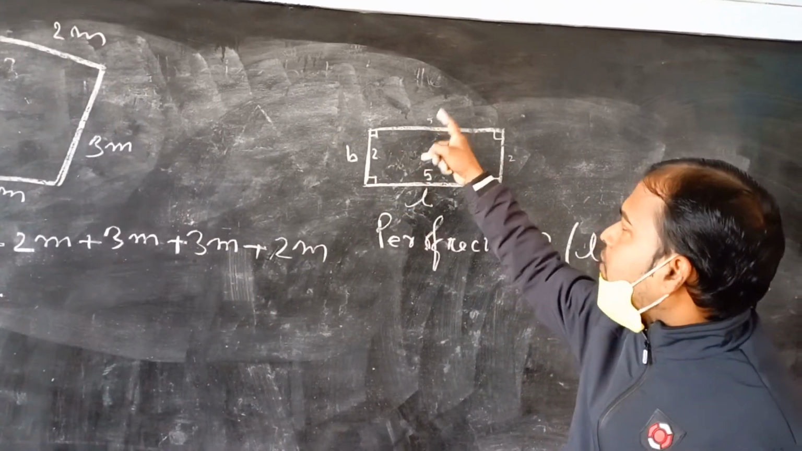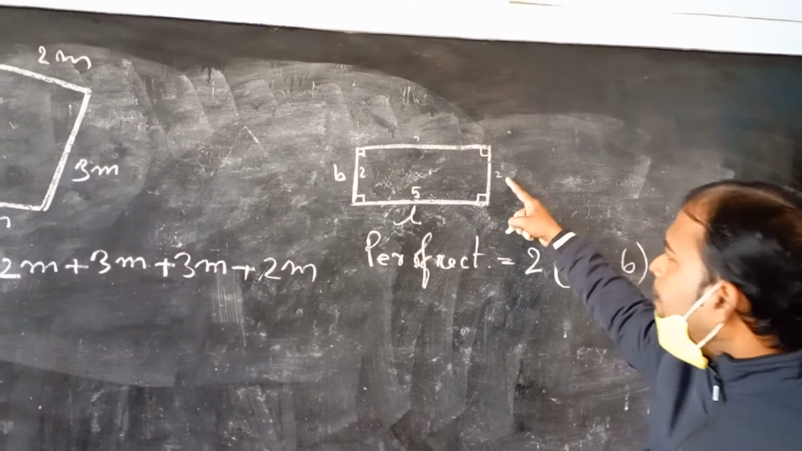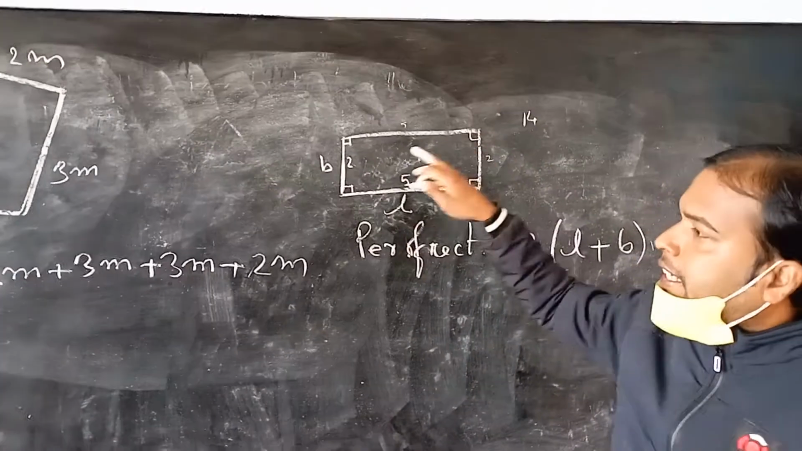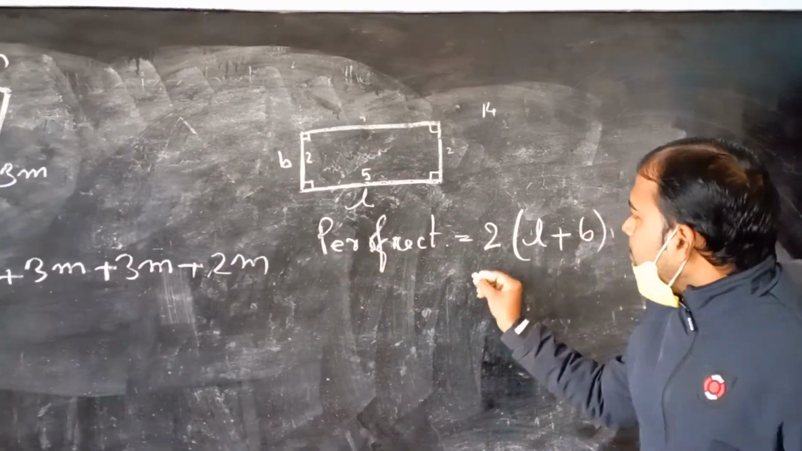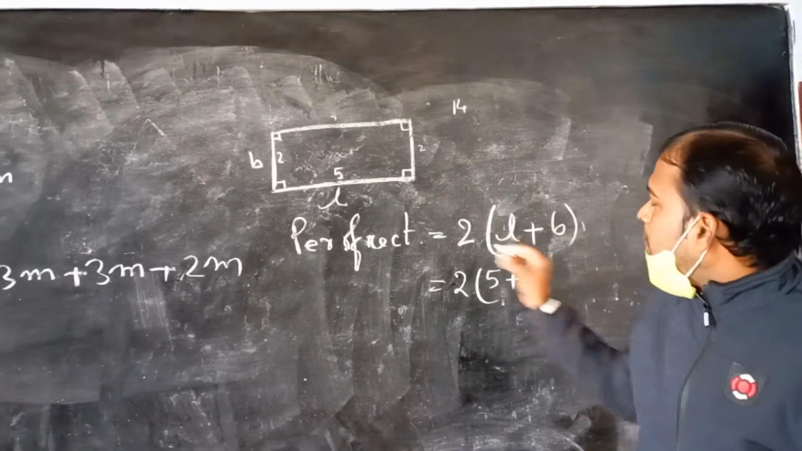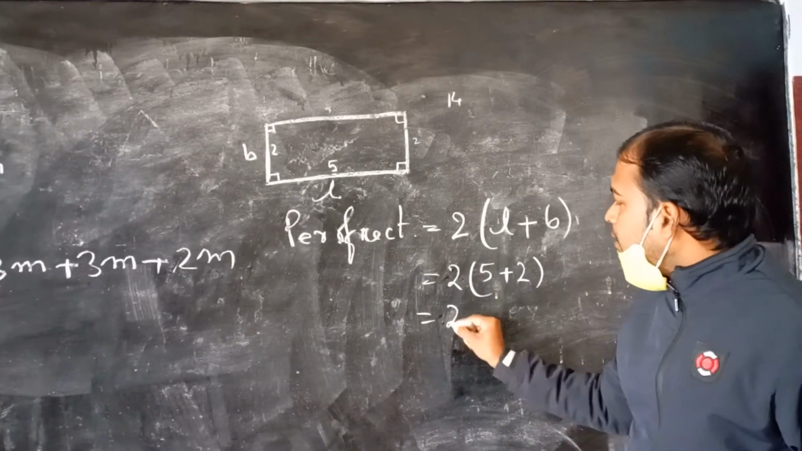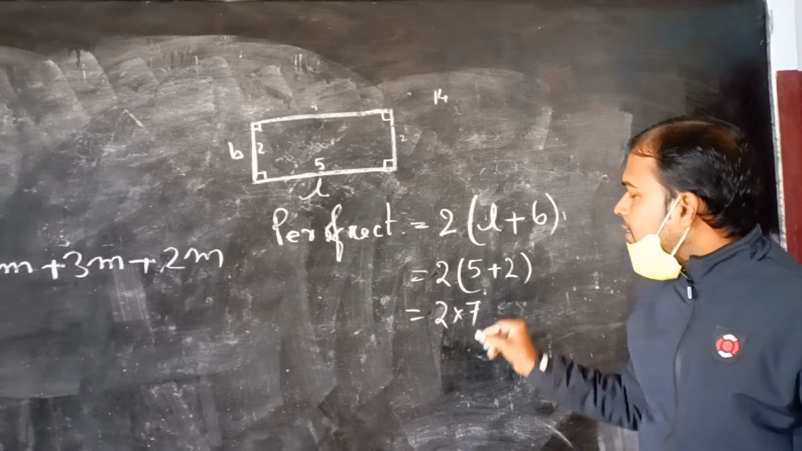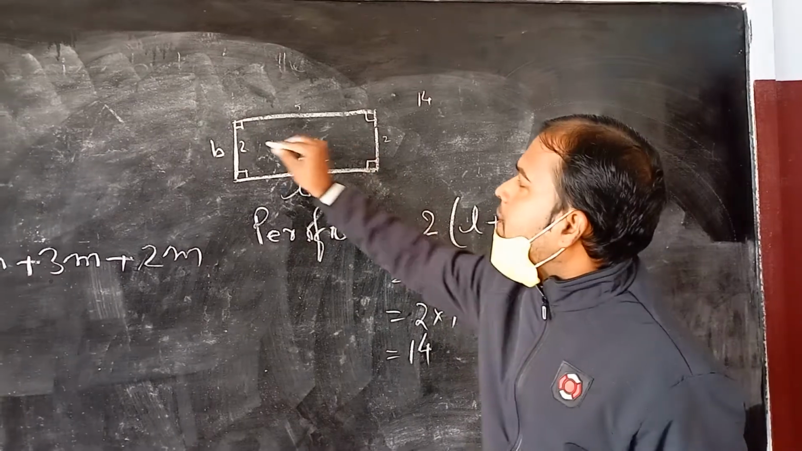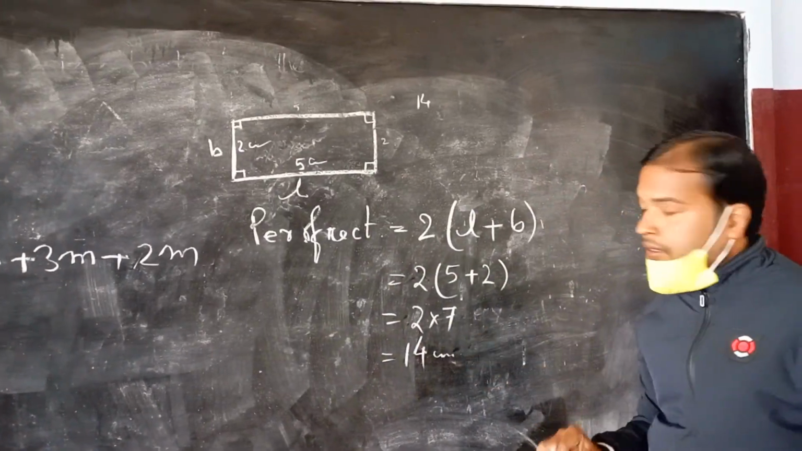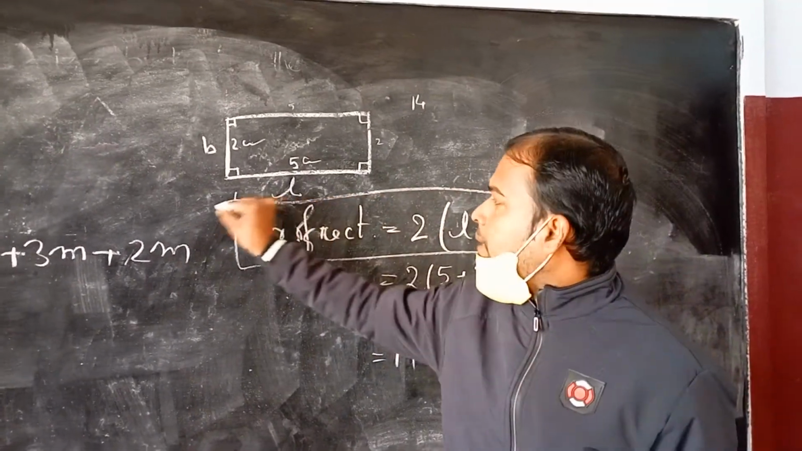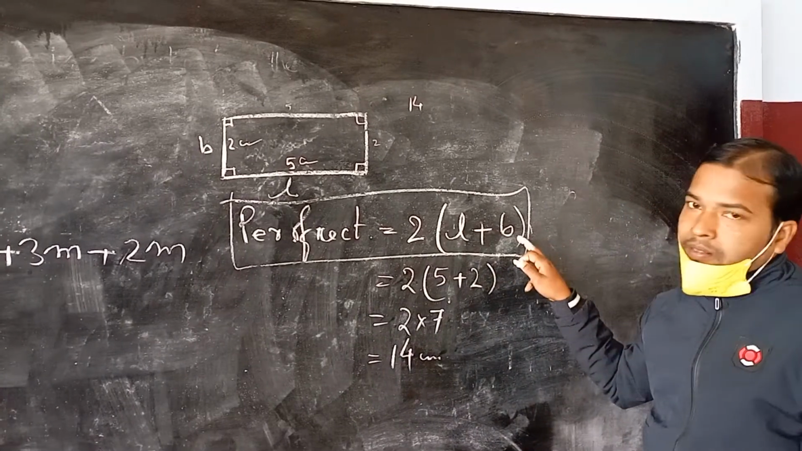If you add it: 2 plus 5, 7, 7 plus 2, 9, 9 plus 5, 14. Perimeter will be 14. But if you put in the formula 2 whole into, in place of length put 5, plus in place of breadth put 2, then 2 into 5 plus 2 is equal to 2 into 7. Then perimeter of this rectangle will be 14. If centimeter is there, then put centimeter. This is the formula: perimeter of rectangle is equal to 2 whole into length plus breadth.